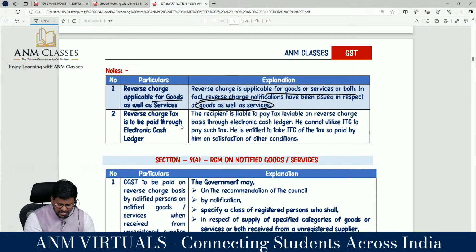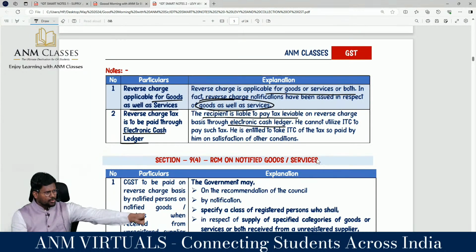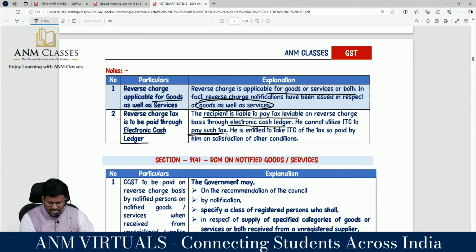Sir, reverse charge tax is liable to be paid through which cash ledger? The recipient is liable to pay tax leviable on reverse charge basis through electronic cash ledger. We know there are three ledgers. Electronic cash ledger, electronic credit ledger. If you are getting any goods or services or both on which you are liable to pay tax on reverse charge basis, that amount you have to pay through electronic cash ledger. He cannot utilize ITC to pay such tax.